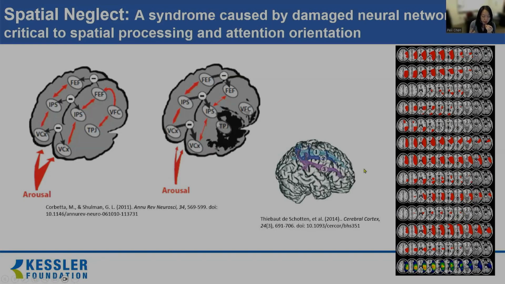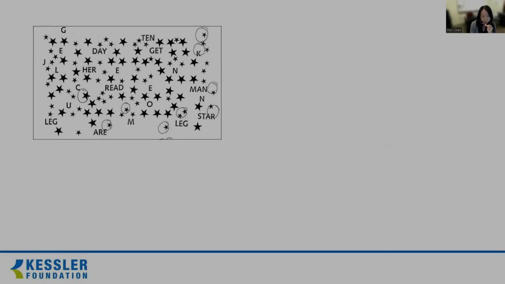So if you just look at a CT scan or MRI scan of a patient, you may not be 100% sure whether the patient has spatial neglect or not. You need to look into their symptom presentation. In the next few slides, I'm going to show you a few examples, and I am going to focus on left neglect. However, patients can have right neglect after left hemisphere damage.